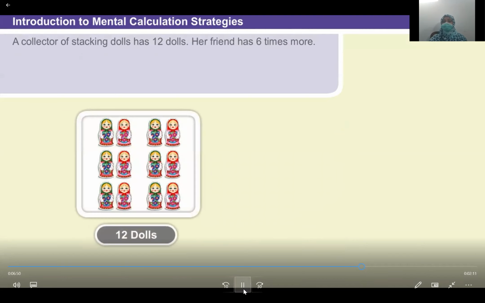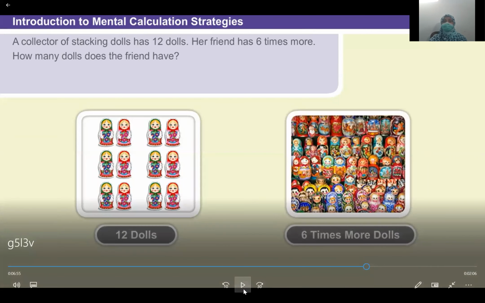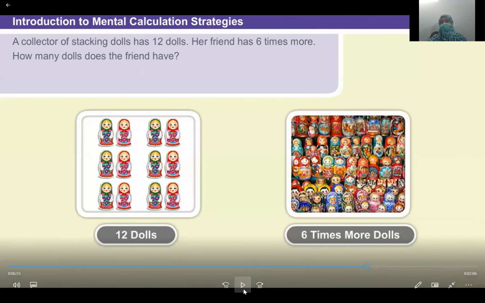Okay, and my next question is: a collector of cheking dolls has 12 dolls. A friend has 6 times more. How many dolls does the friend have? So here, a collector of cheking dolls has 12 dolls. So the collector has 12 dolls and her friend has 6 times more.